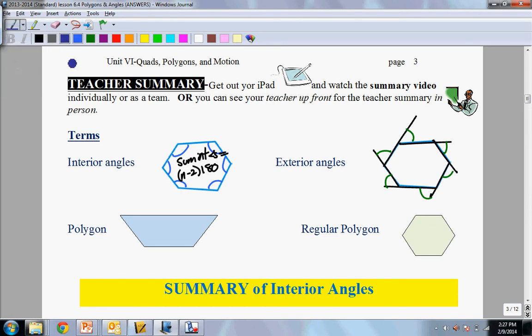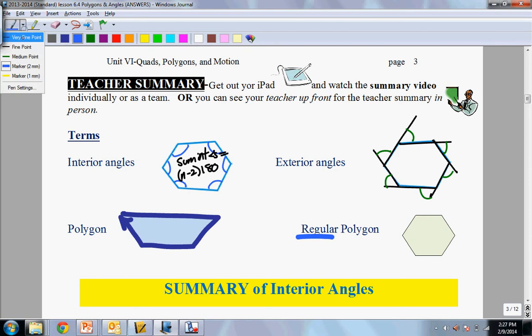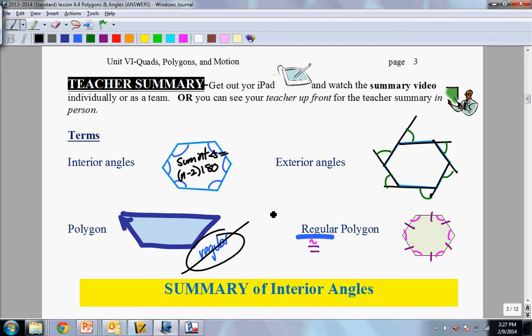A polygon is any many-sided, flat-sided shape. Regular polygon, that word regular means equal. So a regular polygon is a polygon that has all equal sides and all equal angles. Regular doesn't just mean normal, like he's a regular kind of guy. Regular here specifically means congruent angles and sides. So, by definition, a trapezoid can never be regular. This shape right here on the left is not regular.